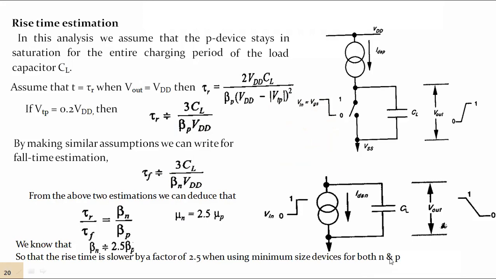When we use the same length and width ratio, the rise time is slower and the fall time is faster. To equalize them, what do we have to do? We have to increase the length and width of the NMOS device to equate rise time and fall time. We can either increase the rise time or reduce the fall time by 2.5 times, in NMOS and PMOS.